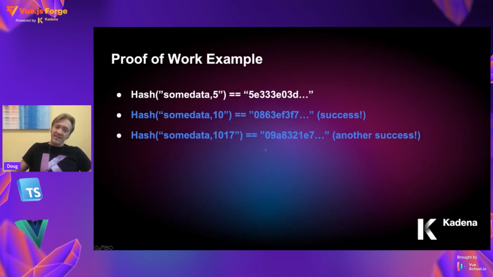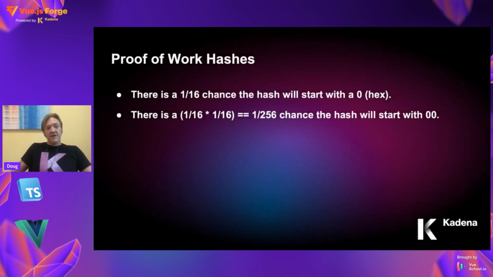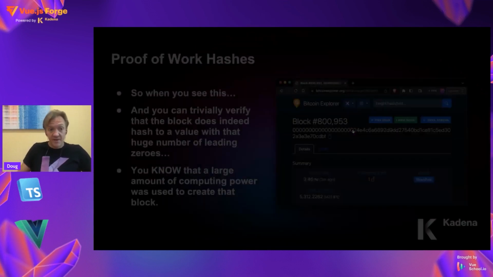If we hash some other value, 1017, actually we see a 0 in the beginning again. And again, if you see this, you'll know, oh, they had to do a little bit of work in order to figure that out. There's a 1 in 16 chance that the hash will start with a 0, and there's a 1 in 16 times 1 in 16, i.e. 1 in 256 chance that the hash will start with 2 zeros.